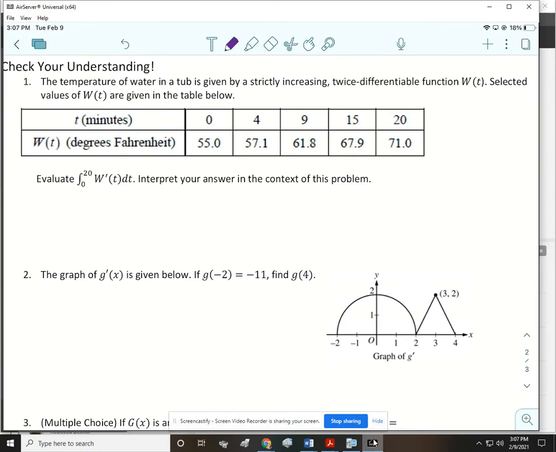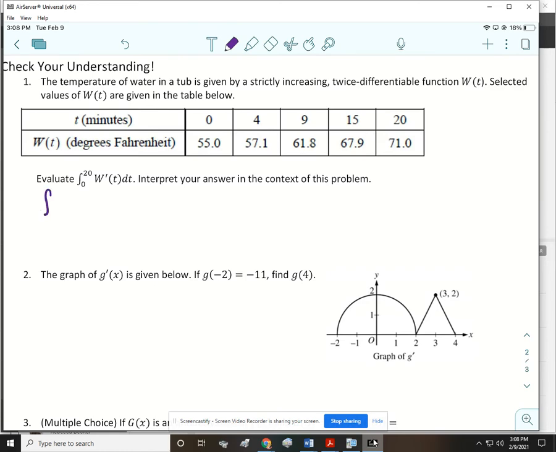All right, so let's look at this check for understanding. The temperature of water in a tub is given by a strictly increasing twice differentiable function w of t, and selected values of w of t are given in this table below. We want to evaluate the integral from 0 to 20 of w prime of t dt, and we're going to interpret it in the context of this problem.